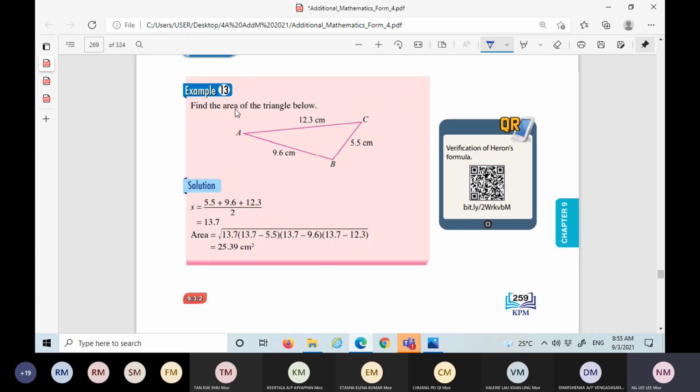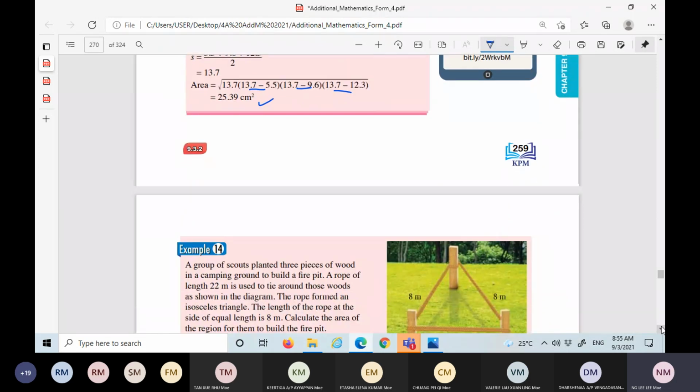See how we find the area of this triangle. Three sides are given. So first of all, find the semi-perimeter. You label it as S. So 5.5 plus 9.6 plus 12.3, and then divide by 2. You remember semi, that's why divide by 2. So you get the S already, 13.7. Square root of 13.7, in bracket means times 13.7 minus each of these sides, so 1, 2, 3. Times with the 13.7, after that square root it. So this is the answer for area. I don't know how many of you will choose this method.